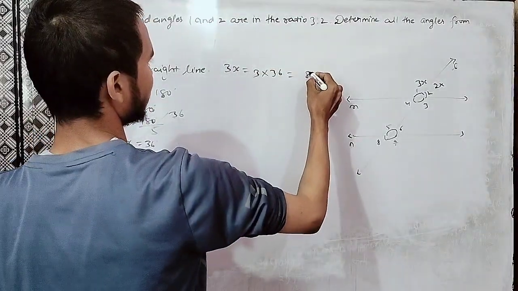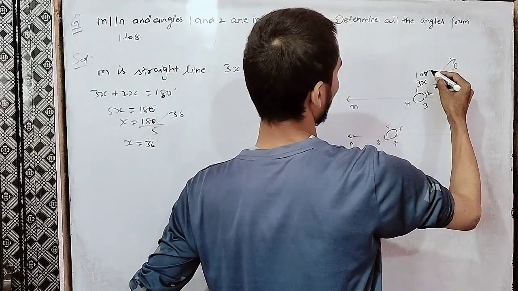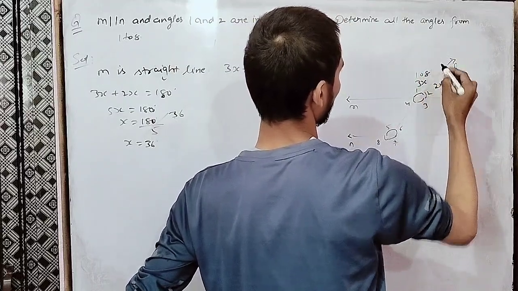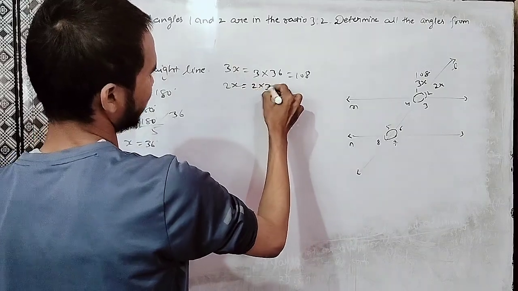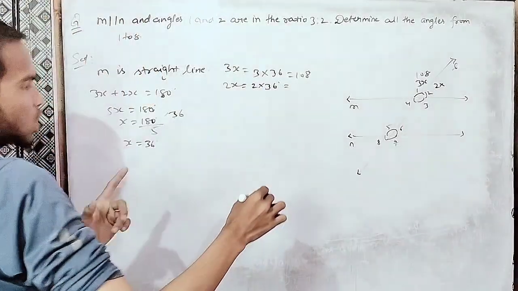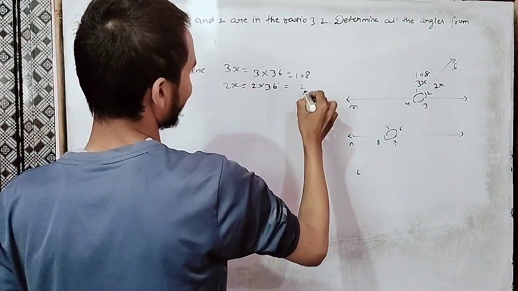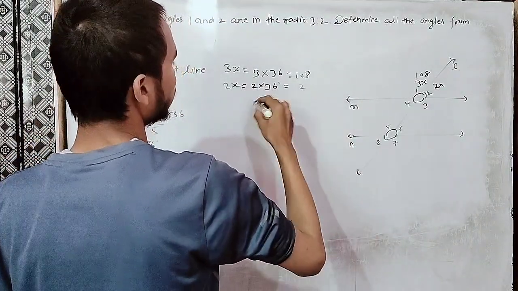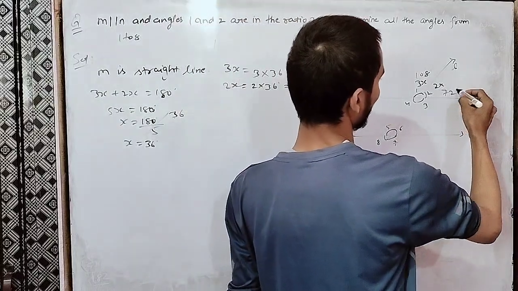3 times 36 is 108. The value of this angle is 108. Now 2x, 2 multiplied by 36, would be how much? 2 times 36 is 72. So the value of this angle is 72.